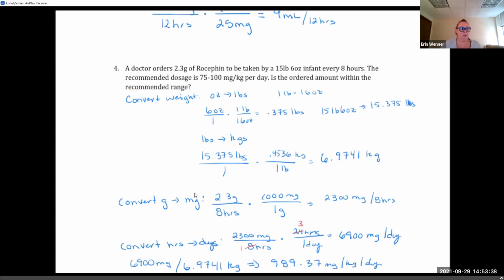And is that within our range? Uh-oh. We've got a problem here. That's not good, right? Clearly our doctor was off by a power of 10. Like if we just move our decimal place once, oh sweet, we're right in there. Which is why the nurse checks the doctor and the pharmacy checks the nurse, right? Like there's all these checks and balances to make sure that we're not killing babies.